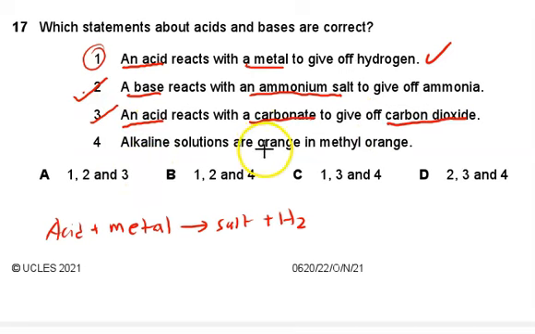Alkaline solution are orange in methyl orange. Okay, so this one should be acidic. It is not alkaline, so 4 is wrong. So your best answer here will be 1, 2 and 3. A is your answer. Okay, now we move on with number 18.